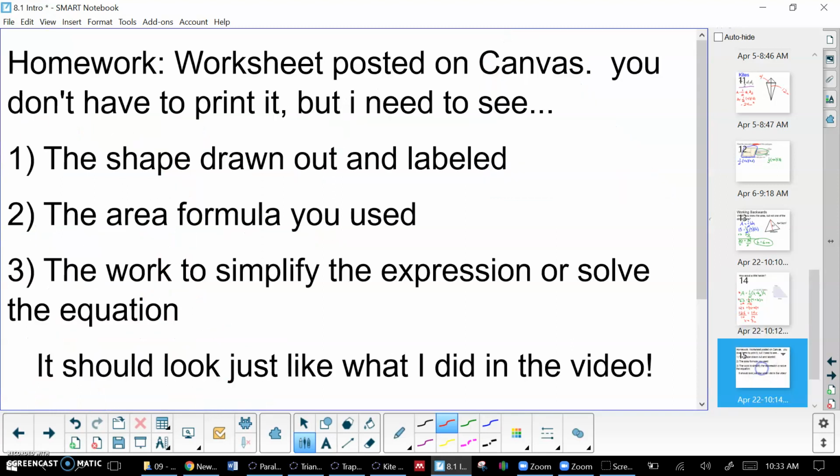If you write down the area formula, plug in the numbers you know, it's going to turn into an algebra equation. So last thing here, the homework for this week is going to be posted up on Canvas. It'll be a PDF worksheet. You don't need to print that out by any means, but what I do need to see with every single problem is the shape drawn out and labeled. Include those dimensions and what you're trying to find, the area formula you used, and then all the work to simplify or solve that equation.